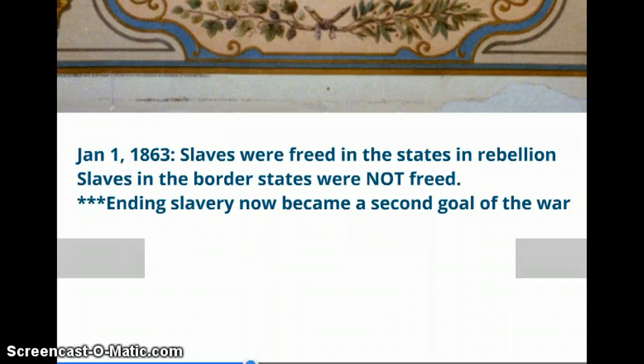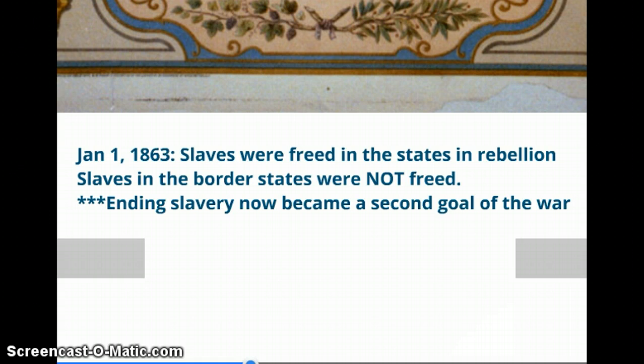In reality, no slaves were freed, in the sense that Southerners were not about to listen to anything that Lincoln had to say. They didn't view him as their president. So they were not about to tell their slaves that they could go walk off the plantation and go wherever. So slaves were not actually freed in the Confederate States until the Union Army began to move through those areas and make those slaves aware that they were now free.